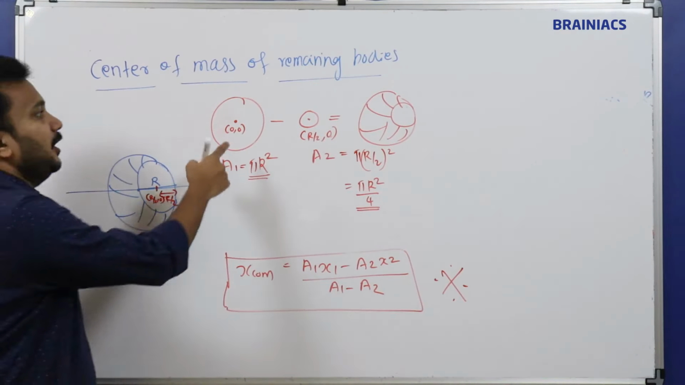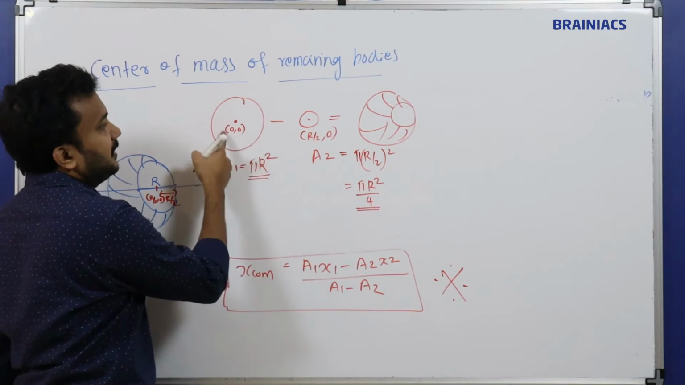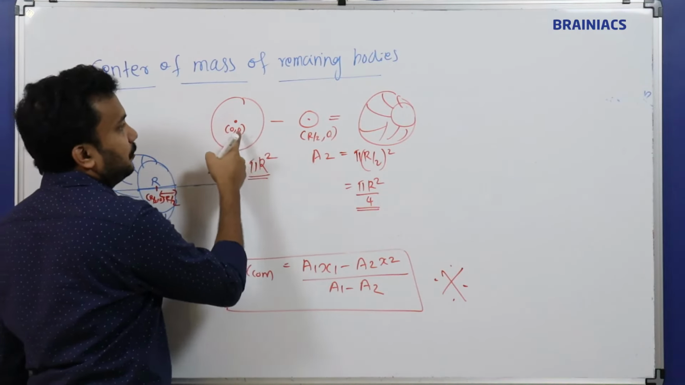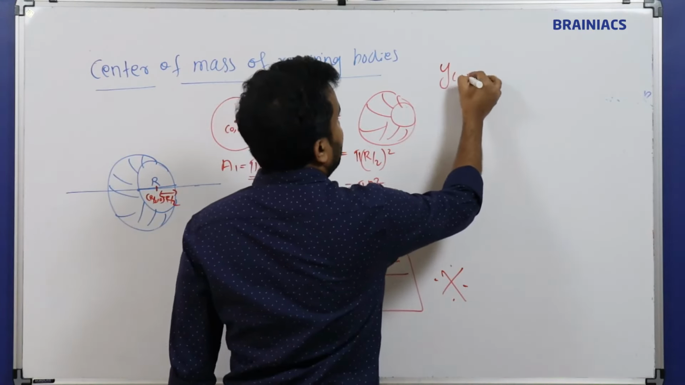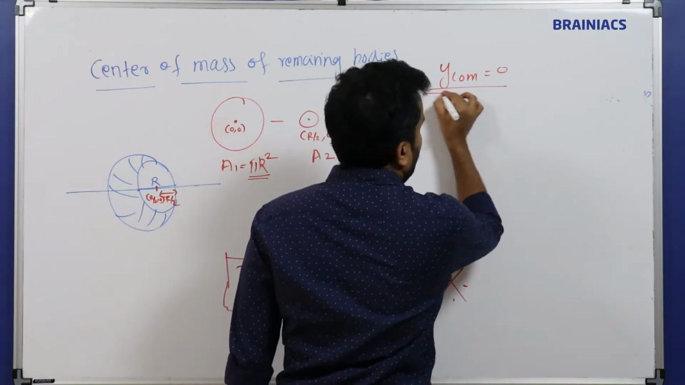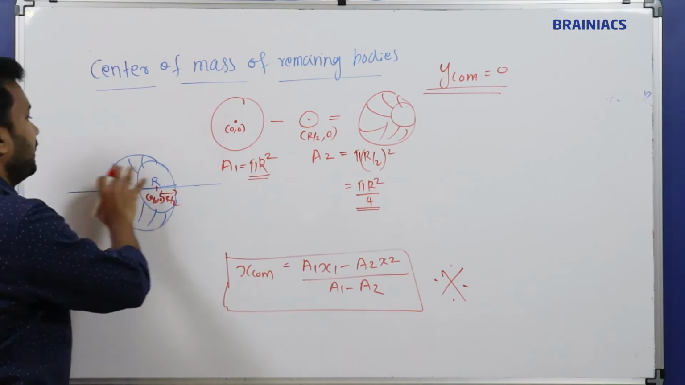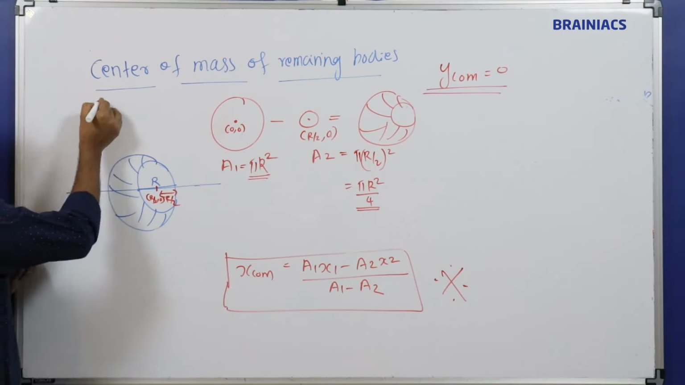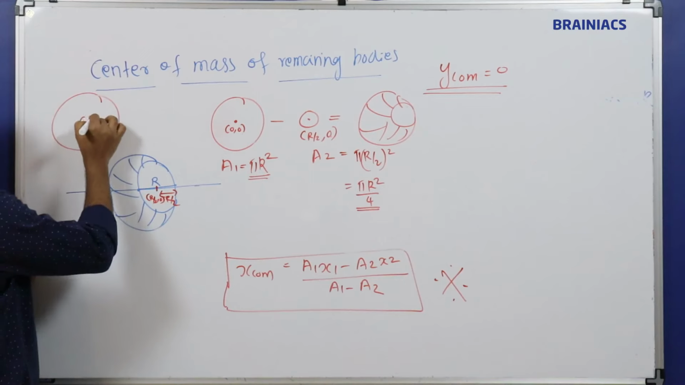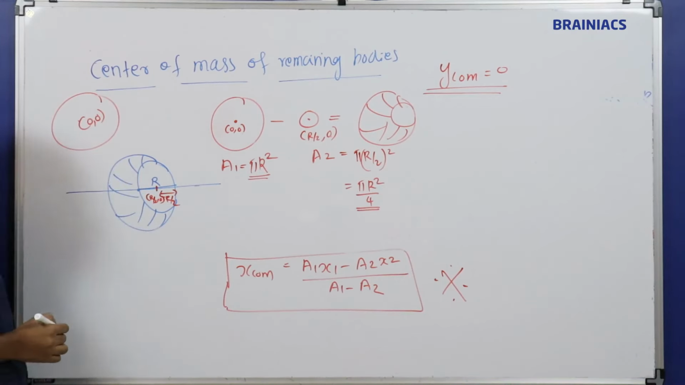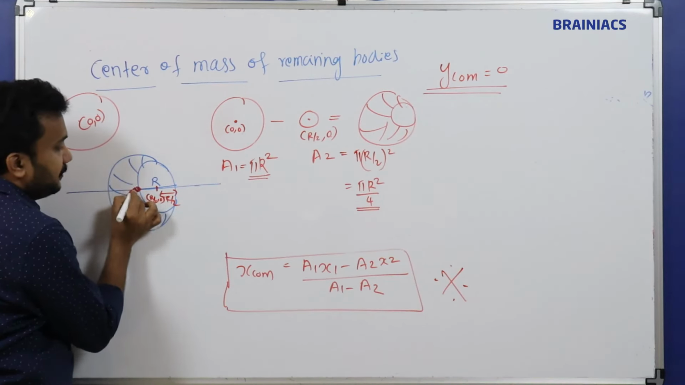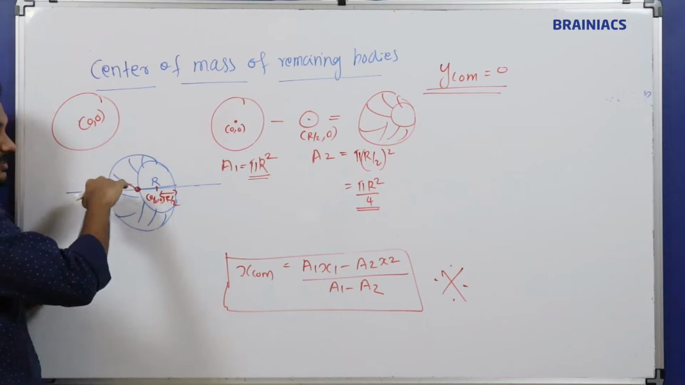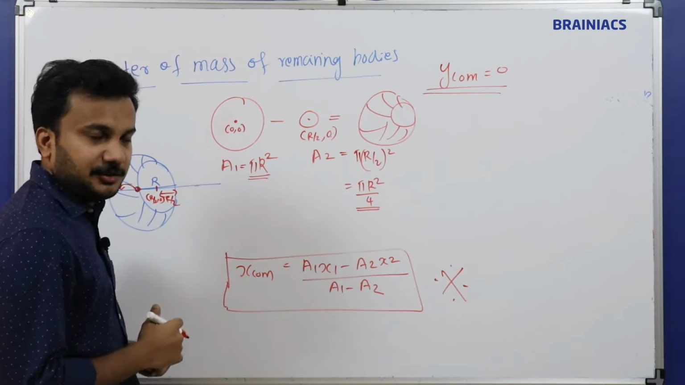Okay, now it is clear, only the x coordinate is changing, from 0 to r/2, but the y coordinate will be the same. So immediately I can write ycom is equal to 0, no doubt. Definitely it is on the x-axis. Now if it is a full sphere, the center of mass is located at the point 0,0. Now I removed a portion, so here it is empty. So definitely the center of mass will shift to the left side, where the weight is higher.